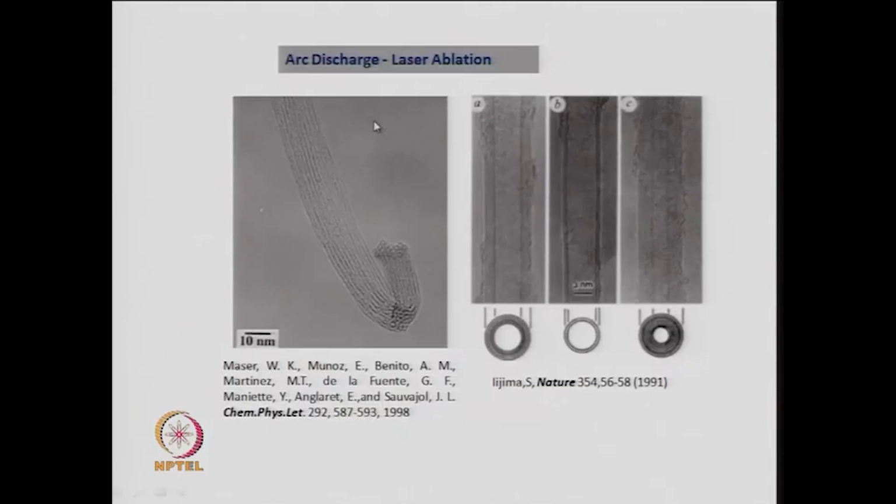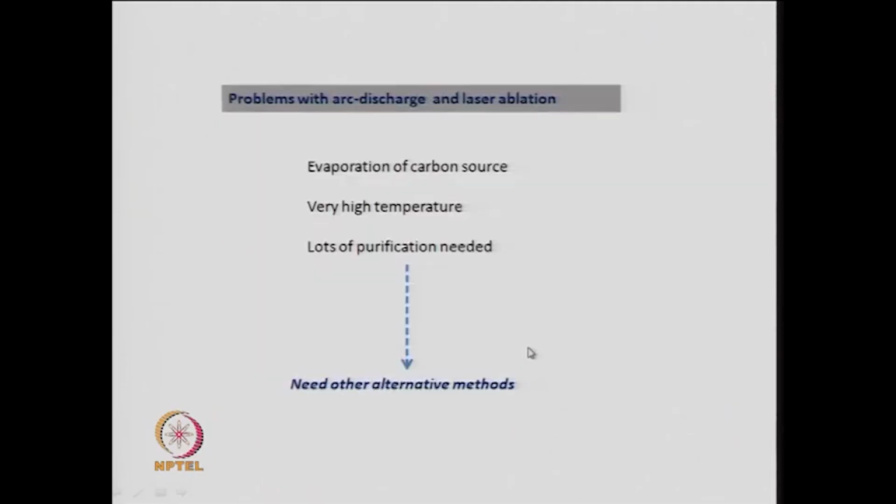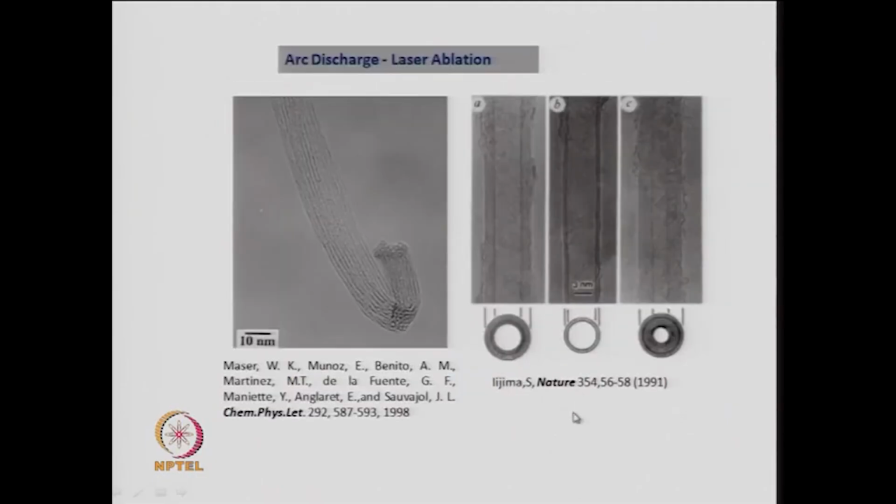Now, these are some of the pictures. These are transmission electron micrographs taken on arc discharge and laser ablation methods. So, this is the paper of Iijima in Nature, who first discovered the carbon nanotubes, and as you see there are multi-walled carbon nanotubes, and this is a single walled carbon nanotube.